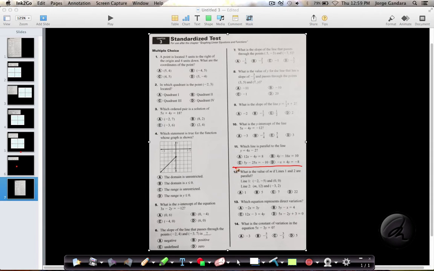Something to note for this worksheet: you can actually stop at number 11. Problems 12 through 14 will not be on your quiz tomorrow, just problems 1 through 11. So I've just completed the problems for this, and good luck in your studying.